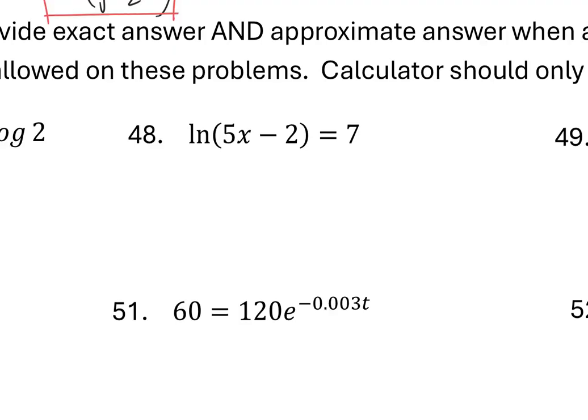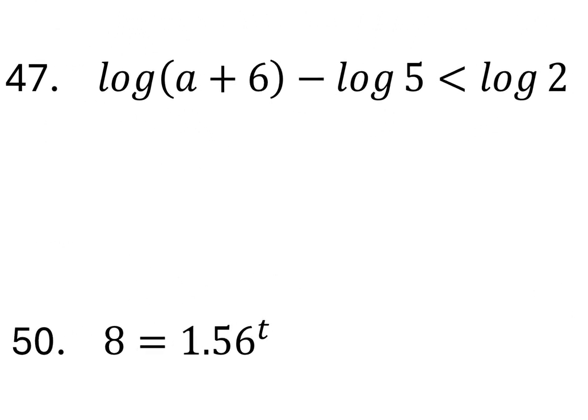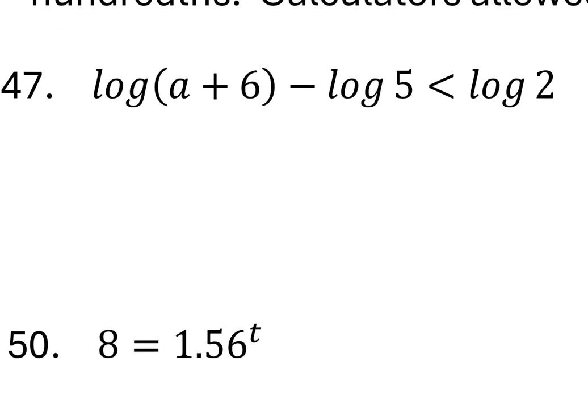Now I'm going to zoom in quite a bit on these so I have some space to write a little bit smaller. So if I have log of a plus 6 minus log of 5 less than log of 2. So I'm going to condense. Whenever I have more than one log on one side of the equal sign, I need to condense them into one log, just like we were doing. So this is the log of a plus 6 over 5. Remember, subtraction means it goes in the bottom. That's division.